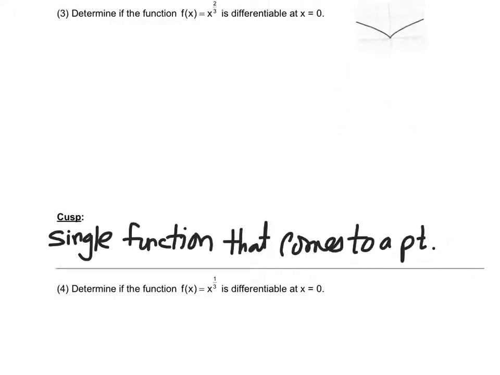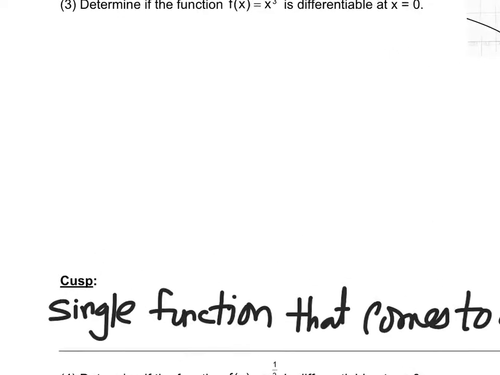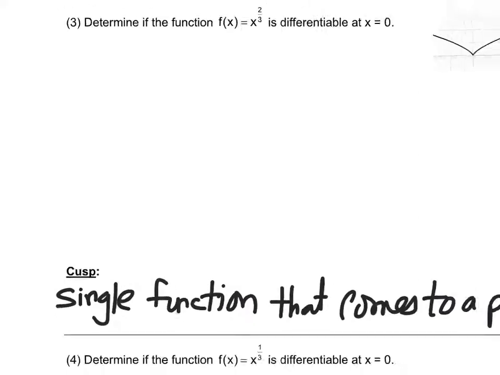All right, so that's what we're up against. It's coming to a point, but it's not a piecewise function that's doing it. So a single function that comes to a point, we call it a cusp. Now, it's not going to be differentiable at that point, and we're going to justify that right now.